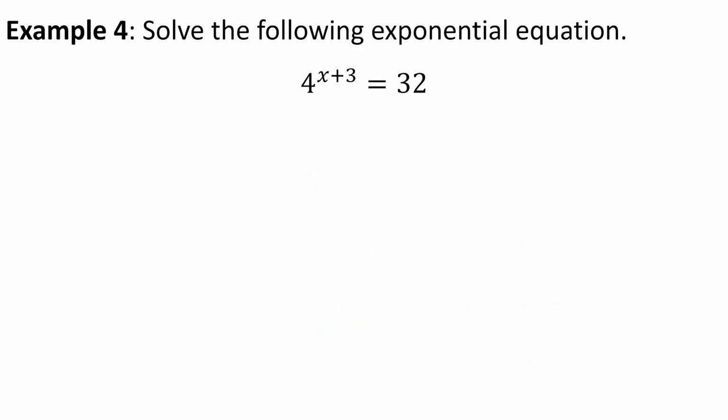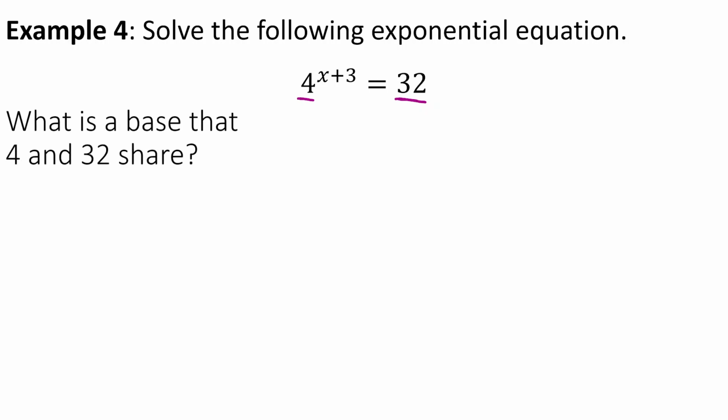In our last example, both bases are different. We have 4 to the x plus 3 equals 32. First things first, if we look at the bases, the left side has a base of 4 and the right side has a base of 32. So the question that arises is, what is a base that 4 and 32 share? In other words, what number to what power gives you 4, and what is that same number raised to some power which gives you 32? I know that sounds like a mouthful, but they both share a base of 2.